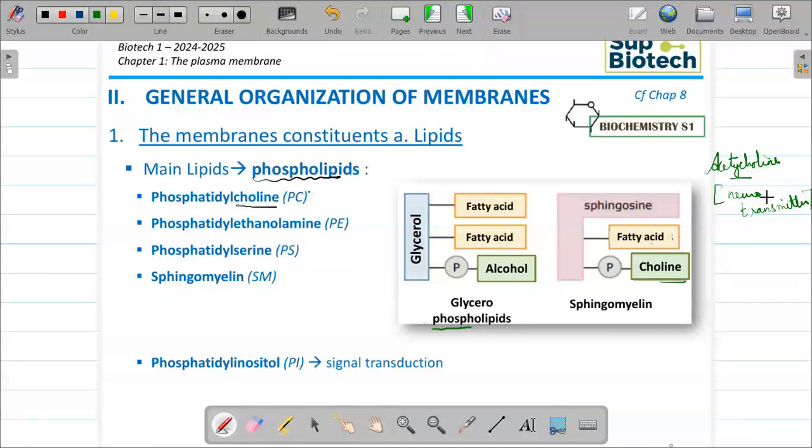Now we have phosphatidylcholine. What is phosphatidylcholine? It's commonly called PC. Choline is actually an essential nutrient, which is there in the neurological cells, especially your nerve cells. It is an essential nutrient, a vitamin derivative, right?